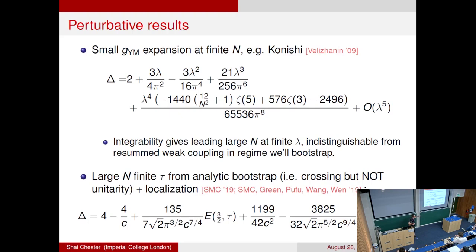Because if you want to go beyond this order, you need to also use the constraint of unitarity, and that just cannot be used in a strict large n expansion. So this is why you have to do numerical bootstrap at finite n, to take into account unitarity.